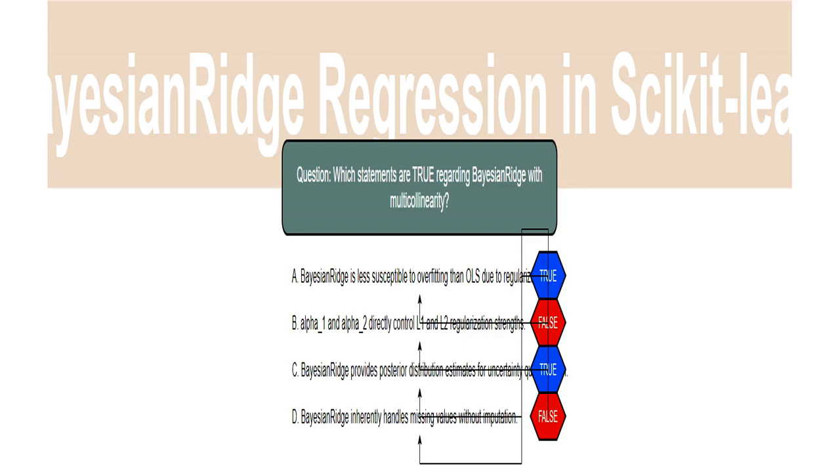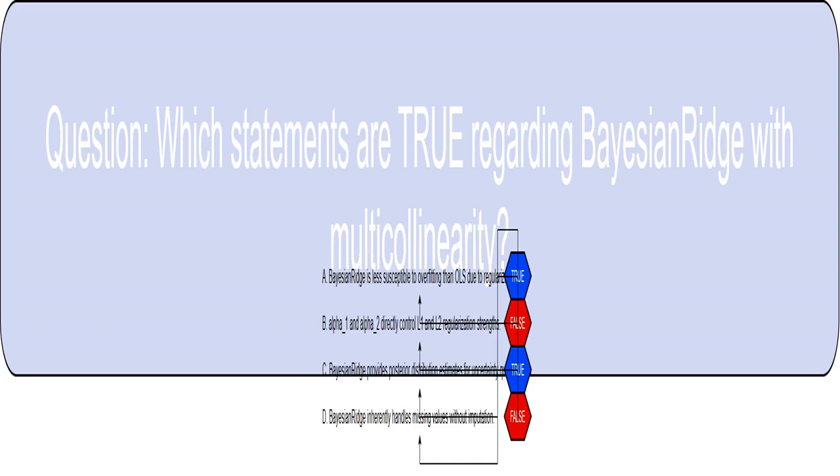I'm focusing on BayesianRidge regression, a specific type of regression analysis found in the Sklearn library. It's a powerful tool for handling data where the predictor variables are related, a situation called multicollinearity. I'll evaluate several statements about how BayesianRidge handles this type of data. Each statement will test your knowledge of how it works and what it can do.